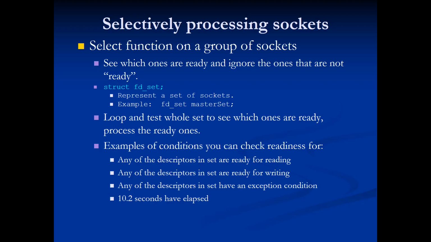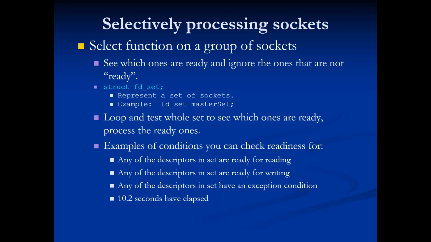So here are some of the conditions that you can check the readiness for. You can check to see if any of the descriptors in the set are ready for reading, basically meaning that if there is any information that has come in from the network and is ready to be read into the application. You could also check to see if any of the descriptors in the set are ready for writing. So basically, you are checking to see if there's any buffer space on the kernel side to write out data so you can send it out.